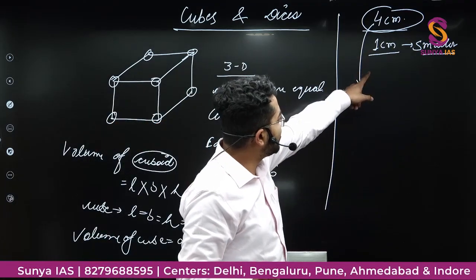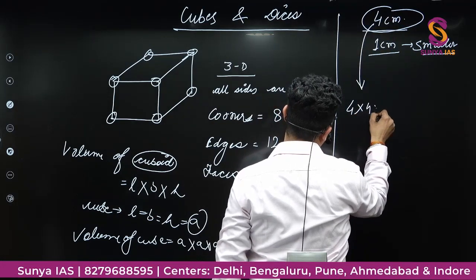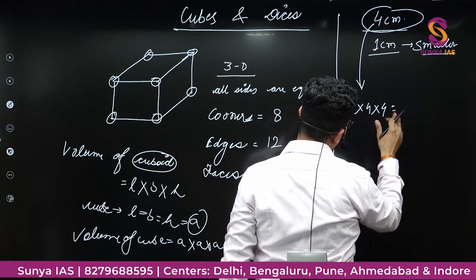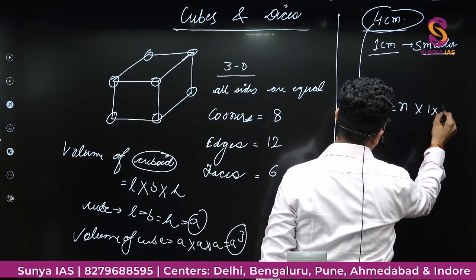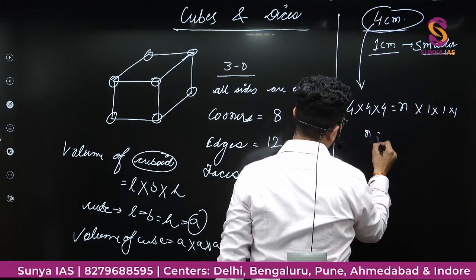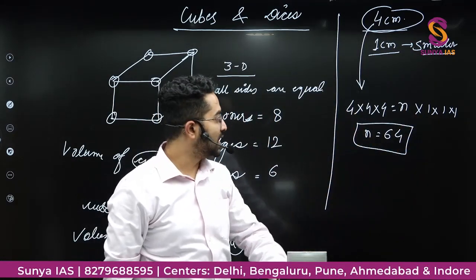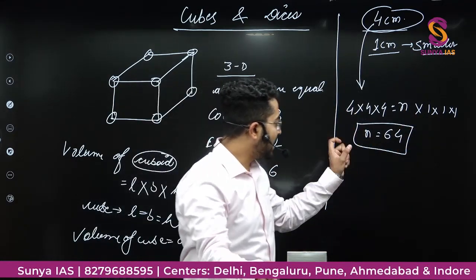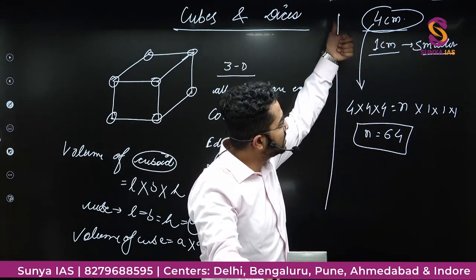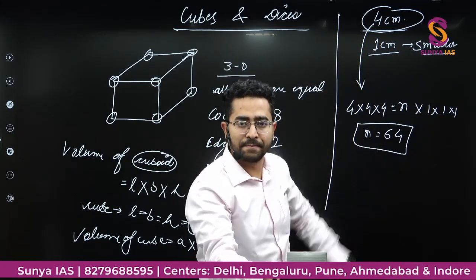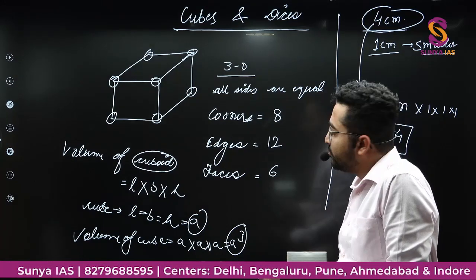So when this kind of problem is given, what we do, we take the volume of this bigger cube, 4 into 4 into 4. This shall be equal to, let's say there are n number of cubes possible, n into volume of this one smaller cube, 1 into 1 into 1. So if we solve this, then we get n is equal to 64. So then there are 64 such cubes possible which have length of 1 centimeter each and which are cut from the cube of side length 4 centimeter. Got it? So these are some basics of cubes.